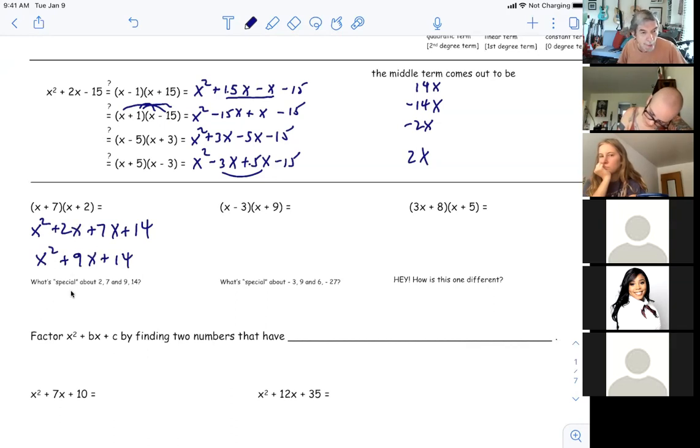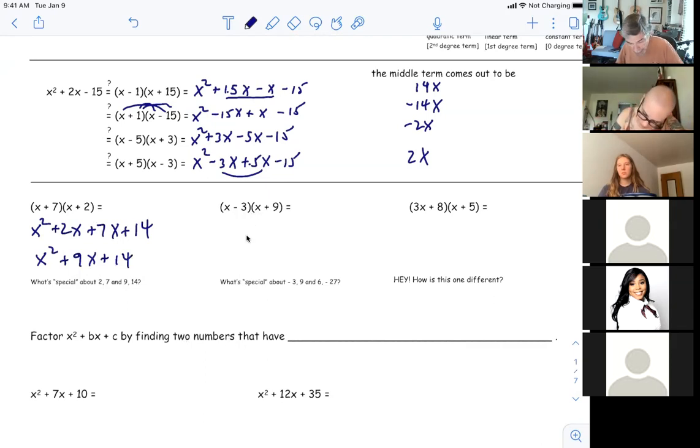And in the fine print here, like a letter from the bank, we asked the question, what's special about 2, 7, 9, and 14? Well, 2 and 7 were the numbers in the parentheses. When you add 2 and 7, you get the coefficient for the middle term, the 9. And when you multiply 2 and 7, you get the constant term at the end, the 14. This is like a dependable connection here. Let's do another one, and then we'll make a statement down here.